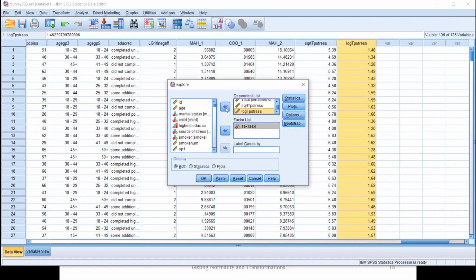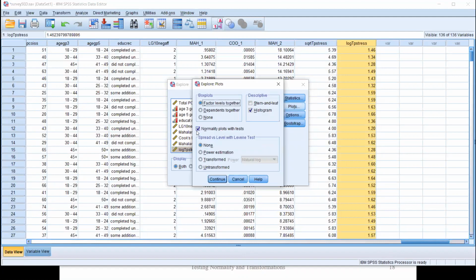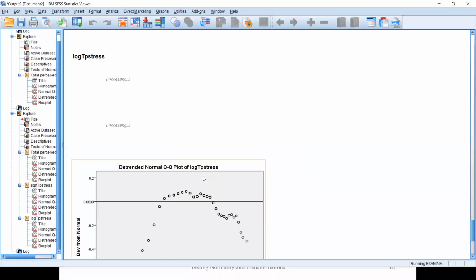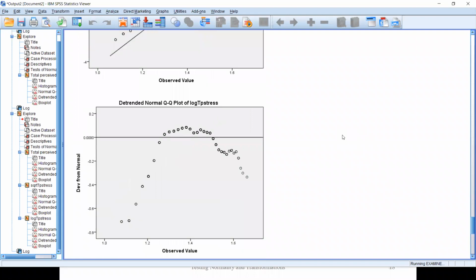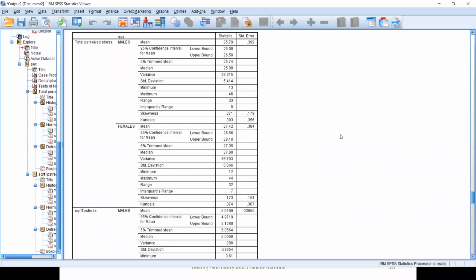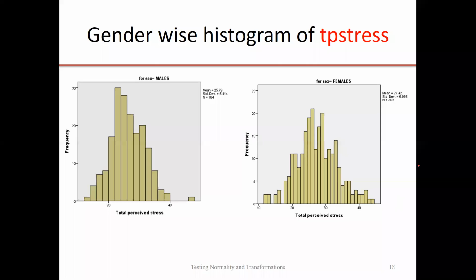I am excluding this because log is not supporting us; we keep the square root transformation and the actual variable, and we have to consider the gender-wise analysis. In the Plots segment, just click the normality option and OK. So we now have the data related to the gender-wise analysis, and we will focus on the output.